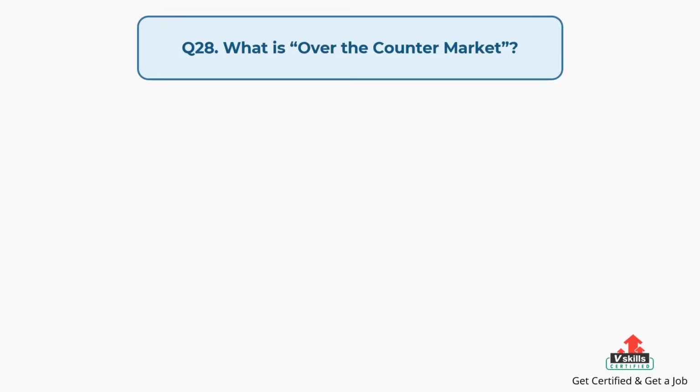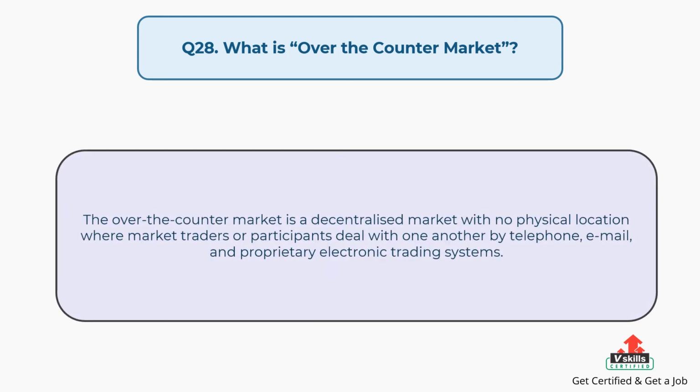Question number 28. What is over-the-counter market? The answer is the over-the-counter market is a decentralized market with no physical location where market traders or participants deal with one another by telephone, email, and proprietary electronic trading systems.